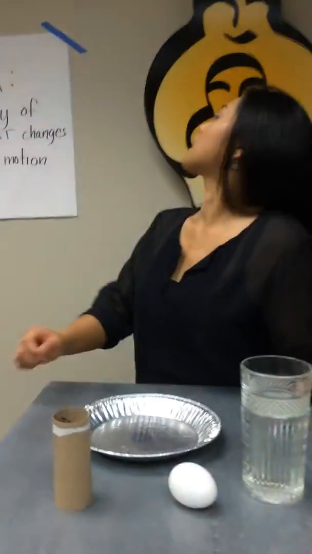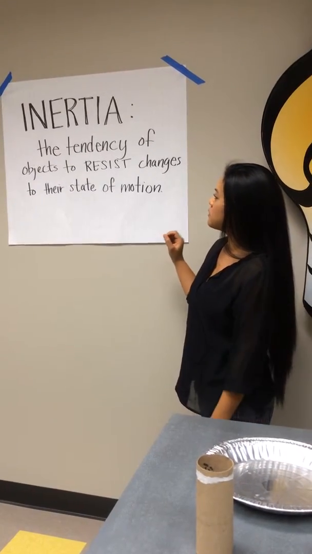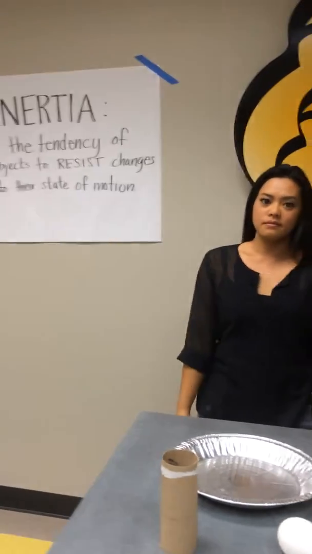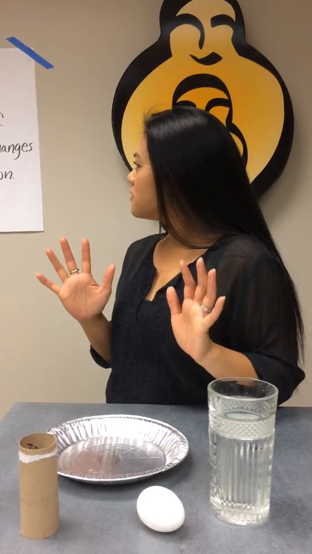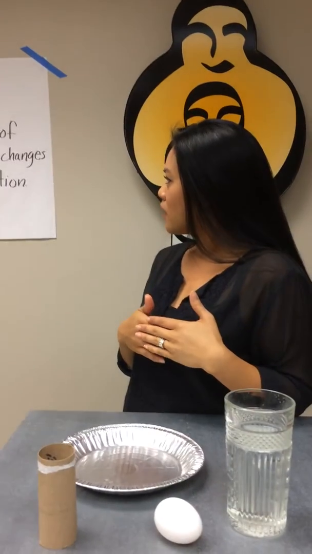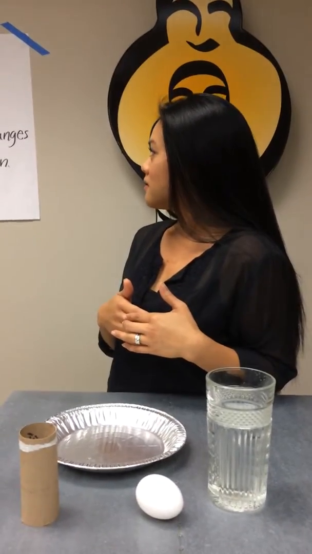So do you know what Newton's first law is? I have no idea. Okay, so why don't you go ahead, and there's a definition of inertia back there for you. Okay, so inertia is the tendency of objects to resist changes to their state of motion. Okay, so what does that mean to you in your own words? It means that it won't change. I don't know. The tendency of objects to resist changes to their state of motion. It's not that clear, right?